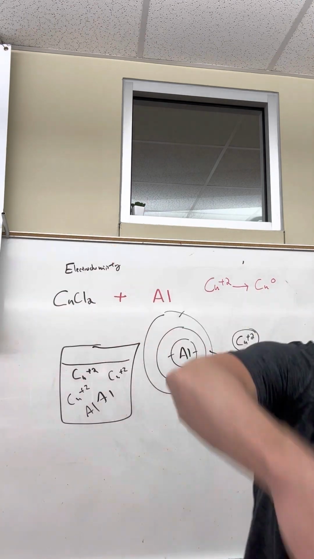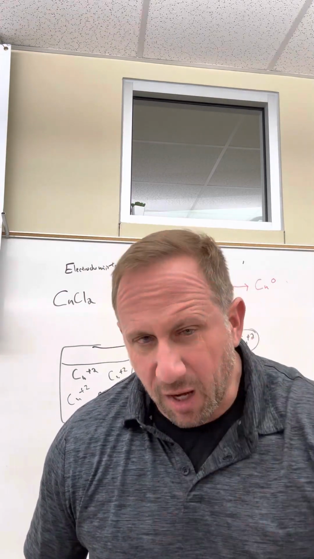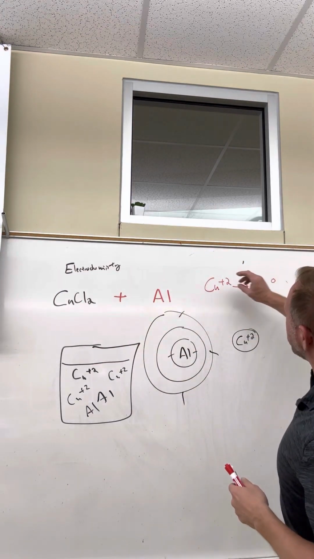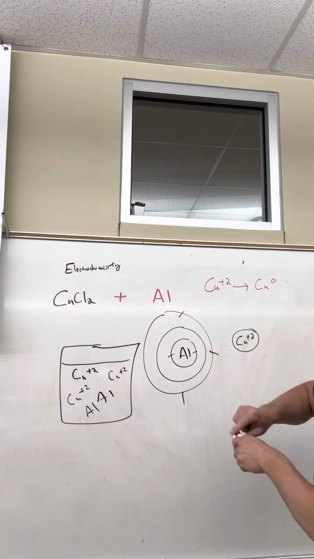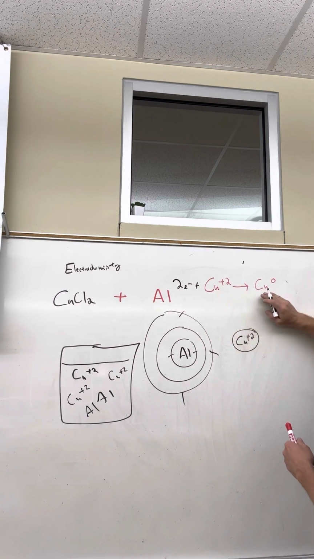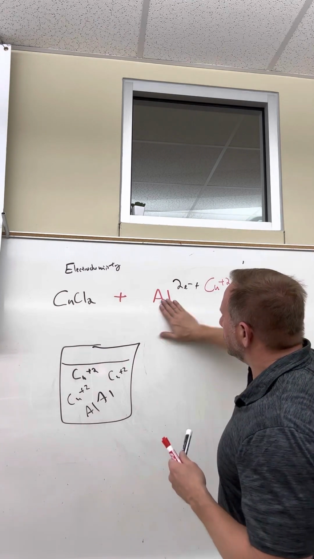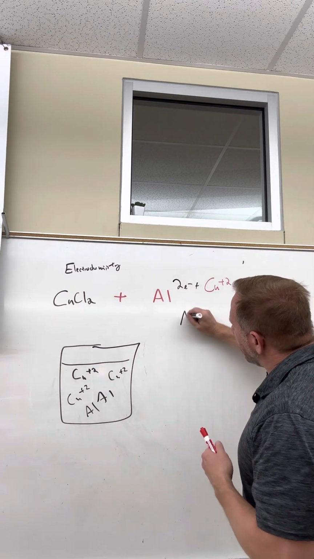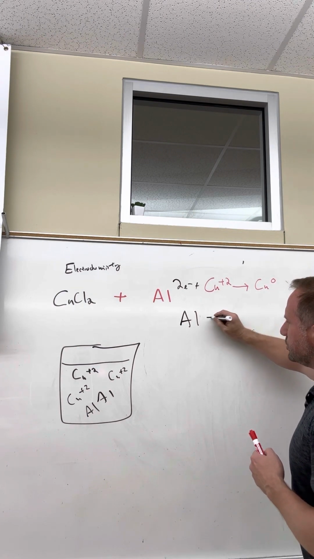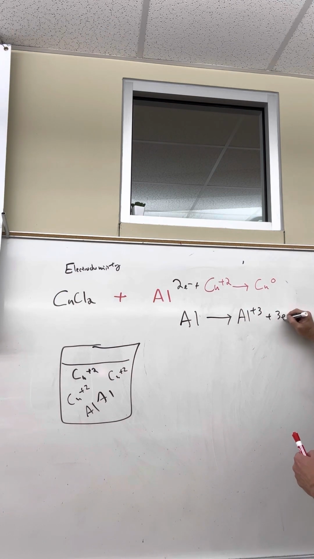But once again, it goes all the way back to the very beginning. Opposite charges attract. If the copper positive 2 charge is able to pull the electrons away from the aluminum, then this copper positive 2 plus electrons makes copper 0. What would then happen? Well, the aluminum is going to go from aluminum 0 to aluminum positive 3 plus 3 electrons.